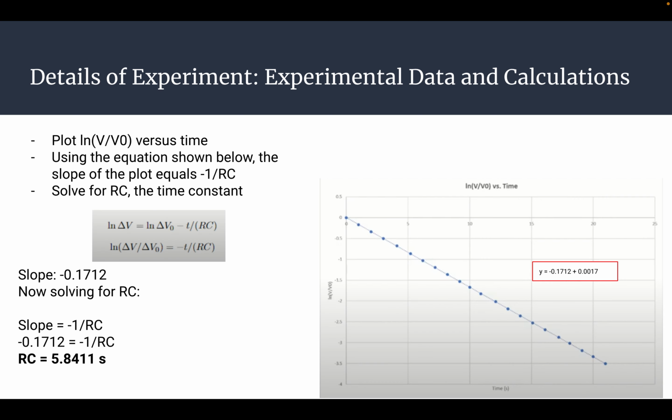Plot ln V over V0 versus time. Using the equation below, the slope of the plot equals negative 1 over RC. Solve for RC, which is a time constant. The slope was negative 0.17112, and if we use this value to solve for RC, we get RC to be 5.8411 s. The graph using these calculations and data is shown on the right.